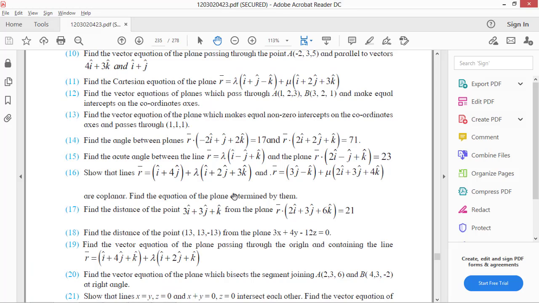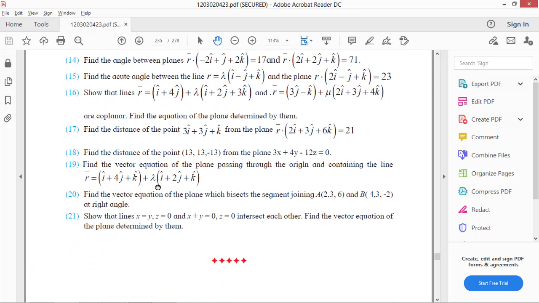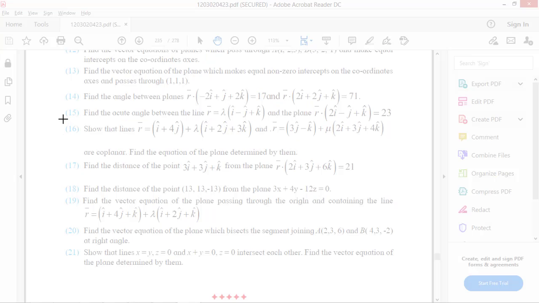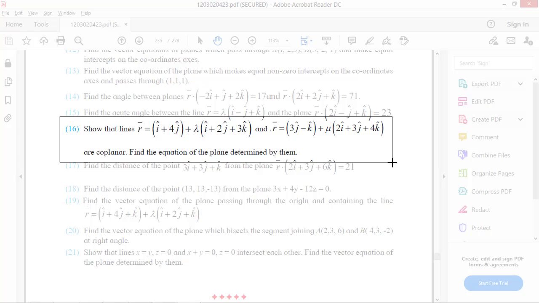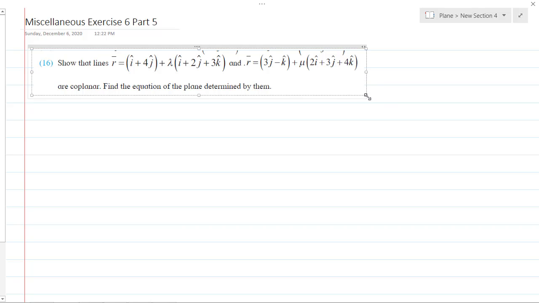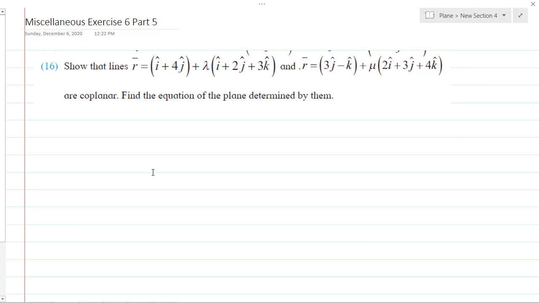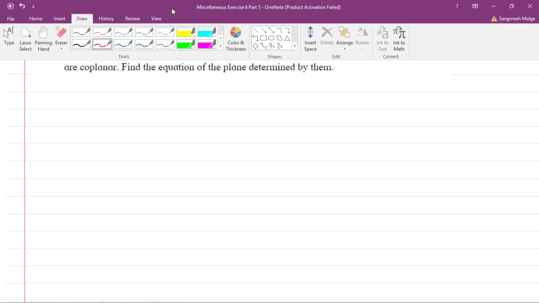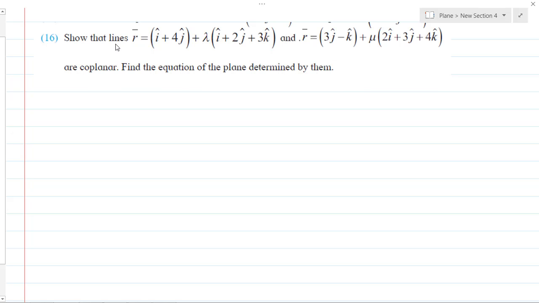In the last videos we have seen the questions till 15. Now let's start question number 16. It is about the coplanarity of lines. Show that the first line and the second line are coplanar and find the equation of the plane determined by them. This is one of the important questions, and one of the important formulas we have discussed applies here. So let's first write down the given information.